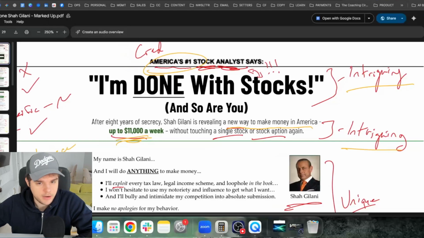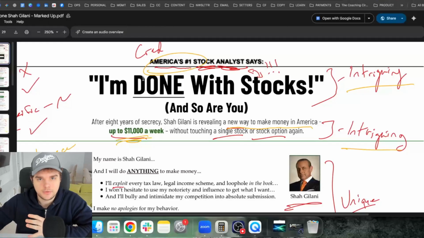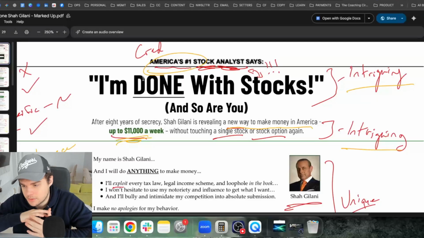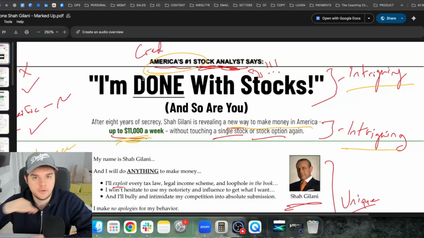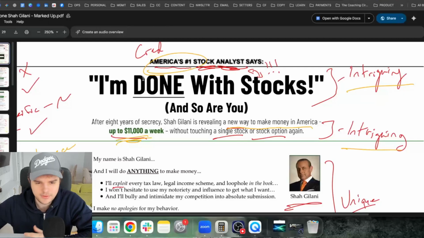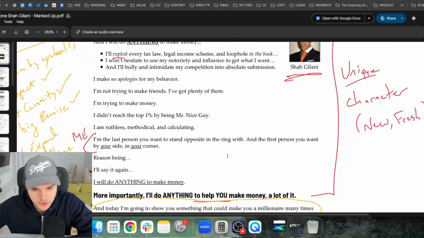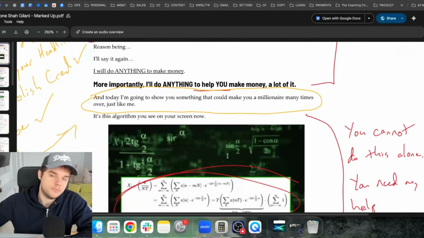This is unique, because it kind of goes against the grain. When you would expect a financial newsletter to say, invest in this stock or whatever, they go completely 180, against the grain, and say, "I'm done with stocks." What is he talking about? And you can make up to $11,000 a week. It's a very specific promise, and we also have a time frame. It's not just, "I help you make more money." No, it's $11,000 a week without touching a single stock or option again. Then it goes into the newsletter, pretty much as the introduction. But then, boom, this is the specific promise.